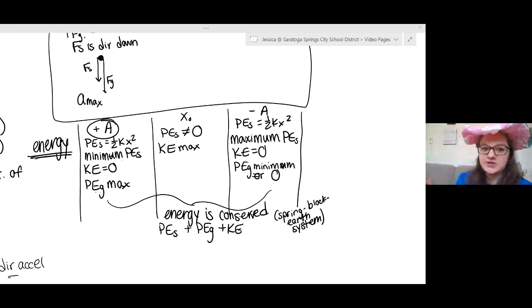Tomorrow, I'll do another one of these, but with the forces for pendulums. We're going to look at the energy for pendulums.